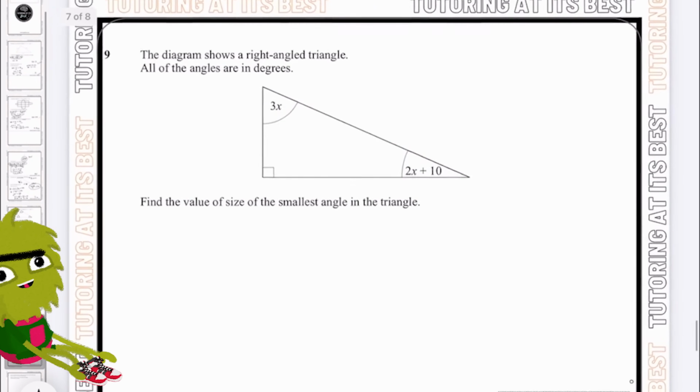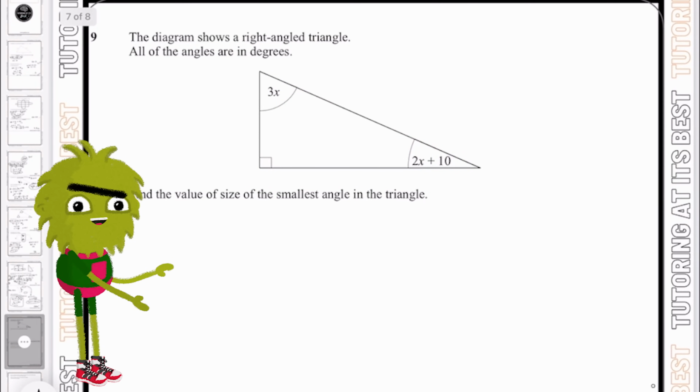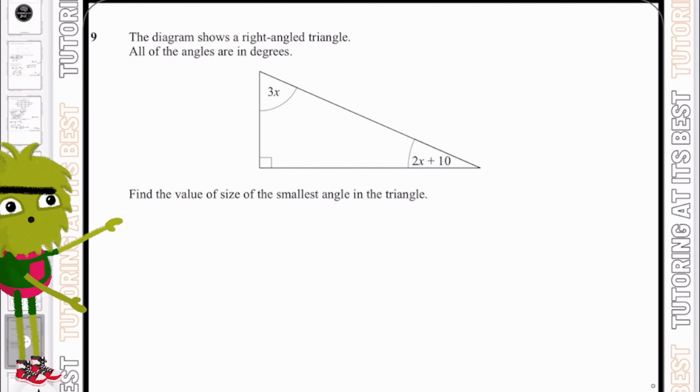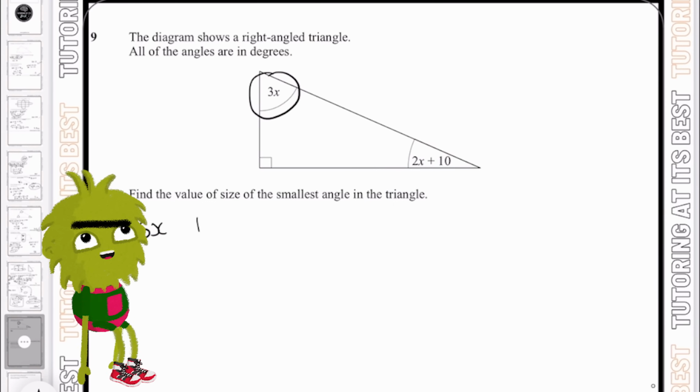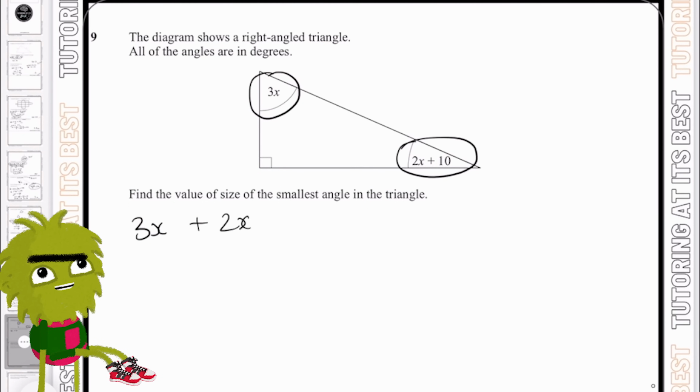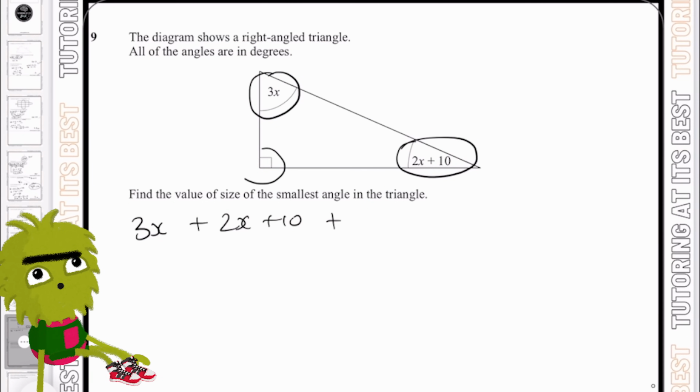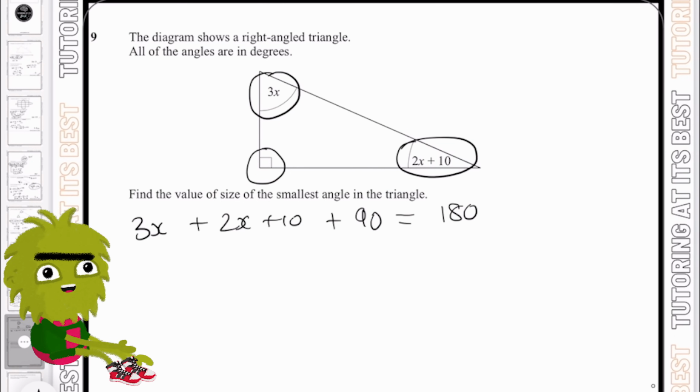Okay, let's move over to question 9. So the diagram shows a right-angled triangle, and all of the angles are in degrees. Well, the first thing we know is that the total angle is 180 degrees, as it's a triangle. So we can simply put all of our values together, starting with 3x plus 2x plus 10 plus 90 degrees. And this will equal to 180 degrees.